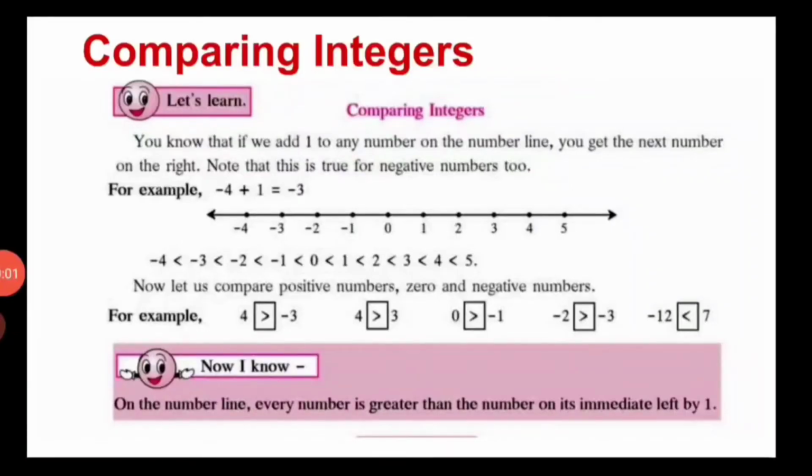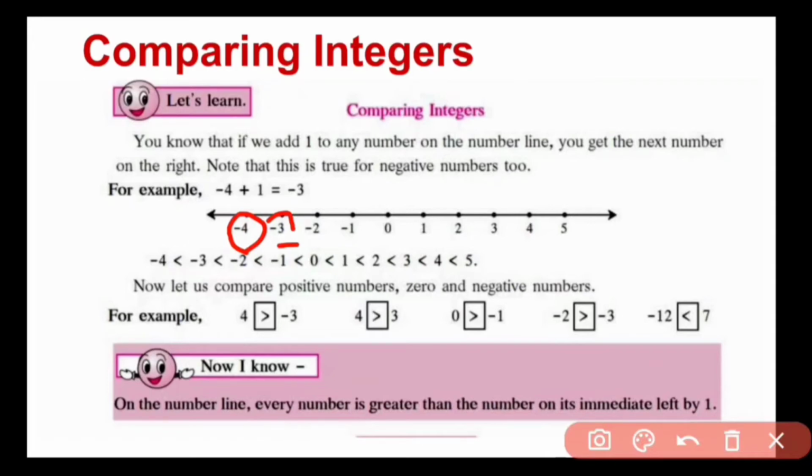Now let us learn how to compare integers. You know that if we add 1 to any number on the number line, you get the next number on the right. Note that this is true for negative numbers also. For example, -4 plus 1, answer is -3. That means when 1 is added to -4, we get -3, which is on the right side of -4. Can you see here? -3 is on the right hand side of -4.